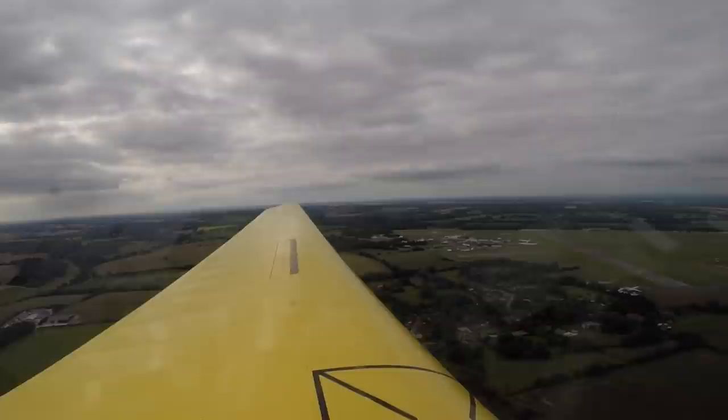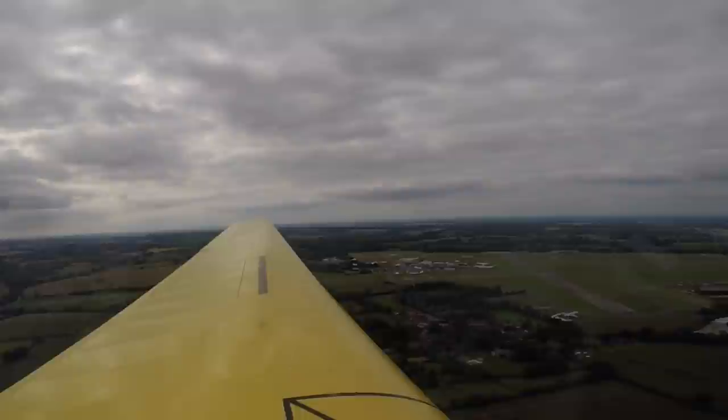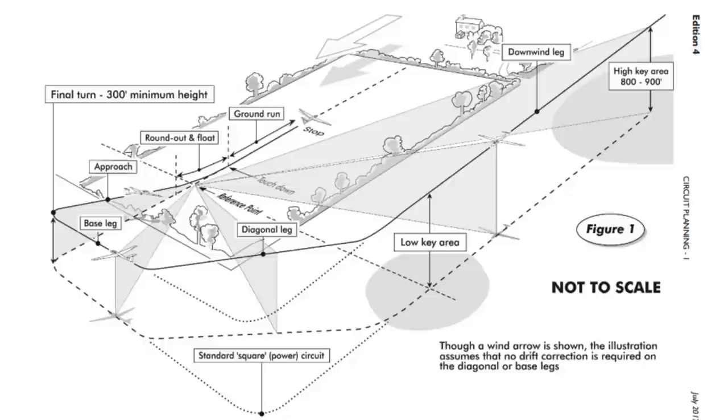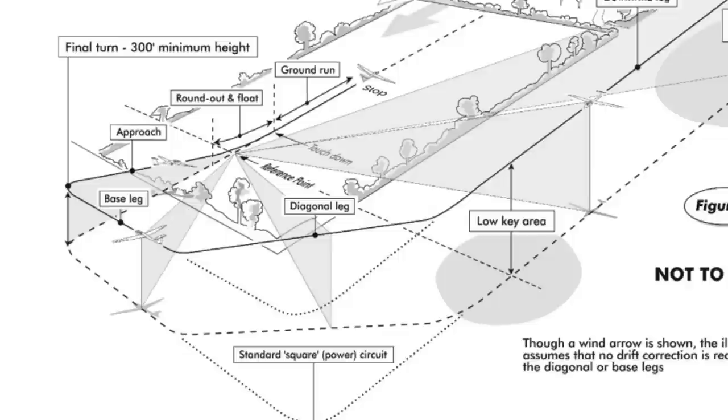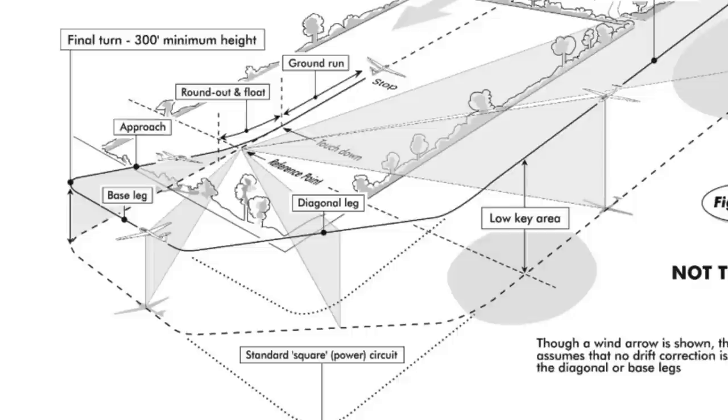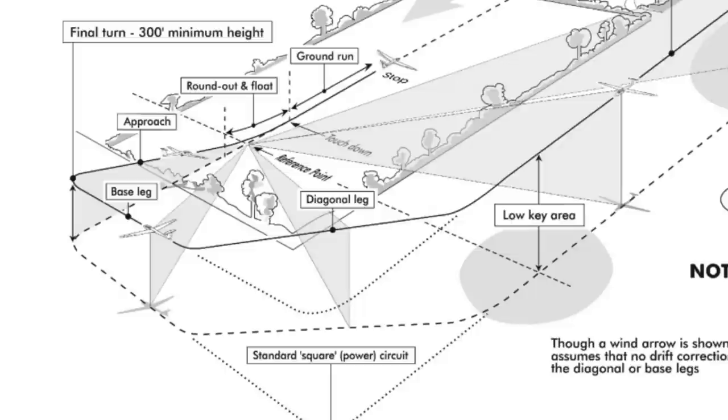Those reference points will be in line with the low key area, which is where we must have our approach speed on by. With today's conditions, the approach speed is probably going to be about 55 to 60 knots. Now, the diagonal leg is something that is pretty new to you. It's there to keep the airfield in view, but also to allow us to adjust how much height we have for the final turn. Final turn height is probably about 300 feet.